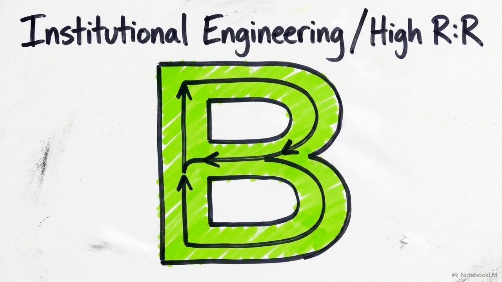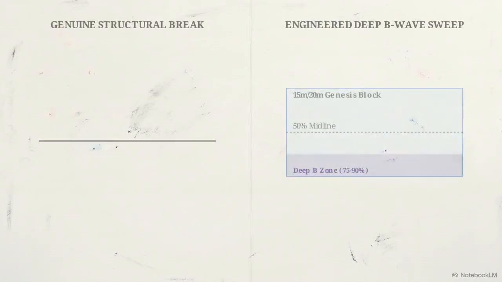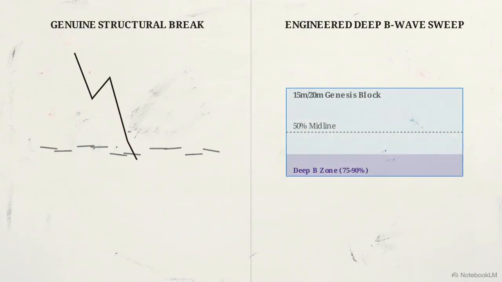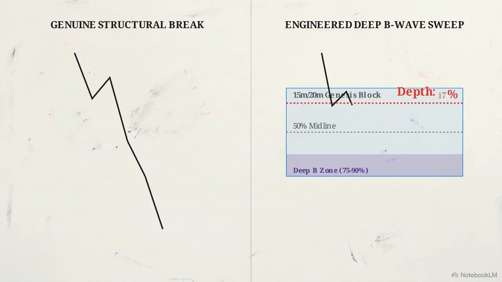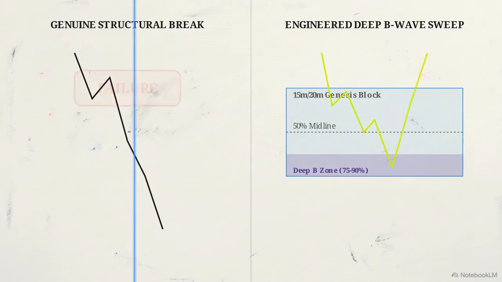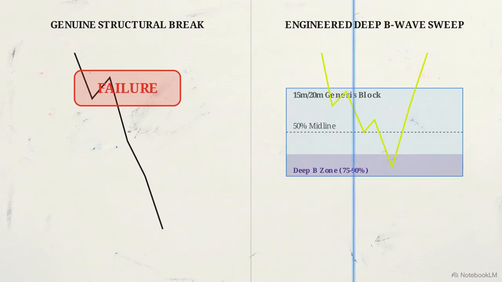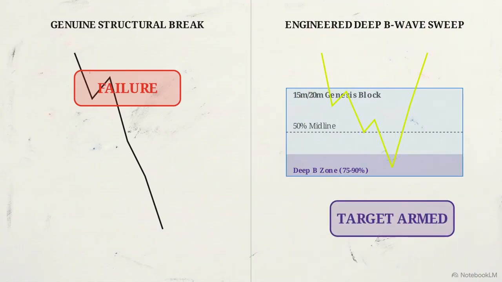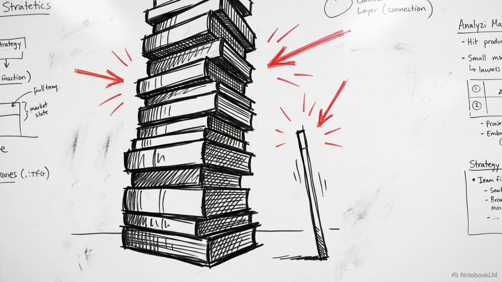In institutional order flow, this specific engineered event is known as the Deep B-Wave Shakeout. We are going to map the exact mechanics of this trap and construct a mathematical framework to trade the reversal. Success in these zones depends on learning to identify the precise difference between a genuine structural break and an engineered sweep. Large institutions face a mechanical problem. They need to accumulate massive positions, but the market rarely provides enough counterparty volume for them to enter all at once.